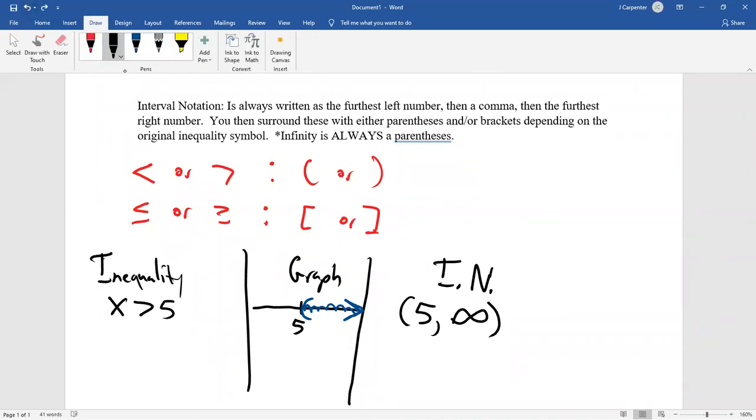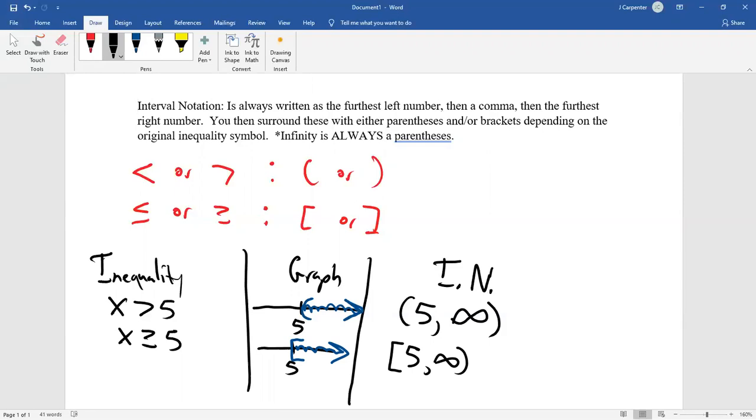So in stark contrast, if I had x's bigger than or equal to 5, I'm going to do this super quick. It'll be number line 5, and we'd still shade to the right with an arrow going right forever. But now it's a bracket on the 5 instead. And the interval notation is still 5 comma infinity with a parentheses on the infinity, but now a bracket on the 5.